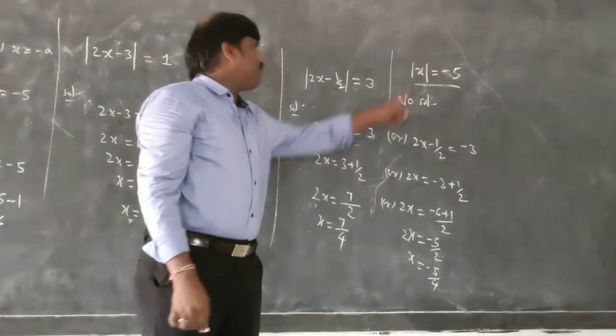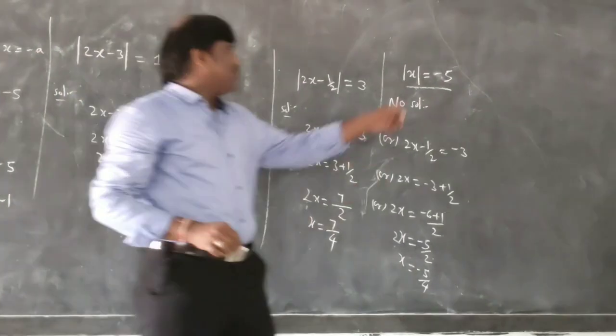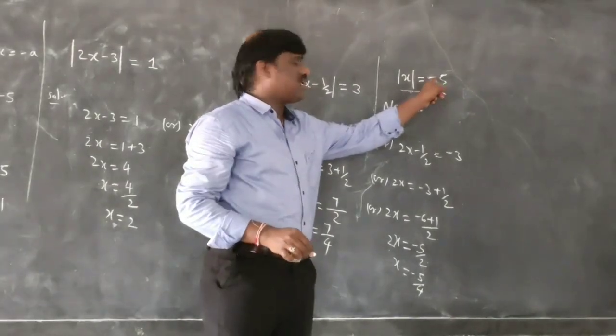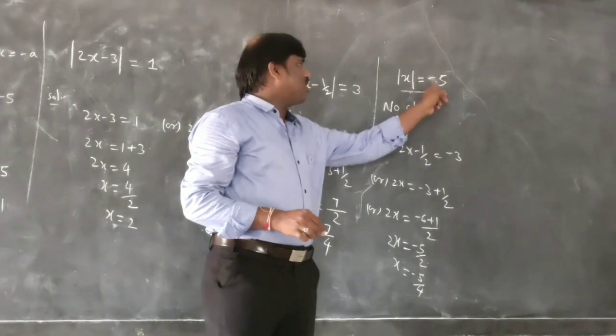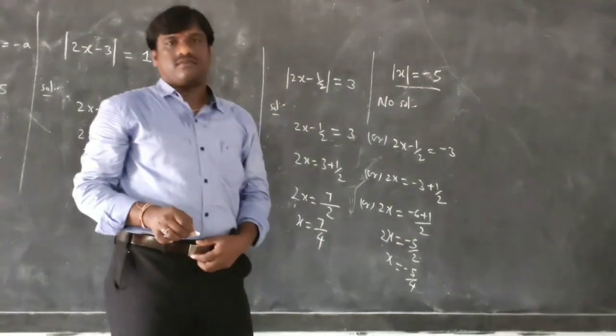Reason: the modulus of a function is always positive, never negative. So mod x is equal to a negative number is wrong. There will be no solution, because an absolute value is always positive. Understood?